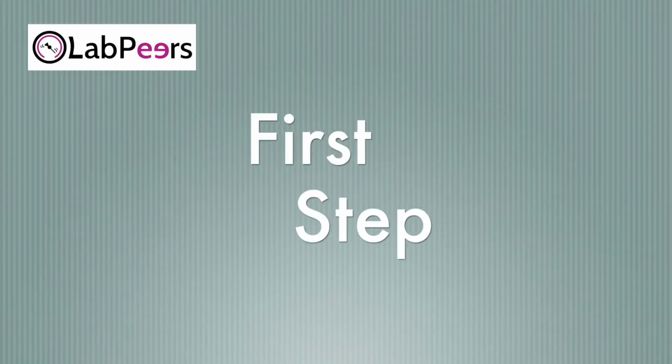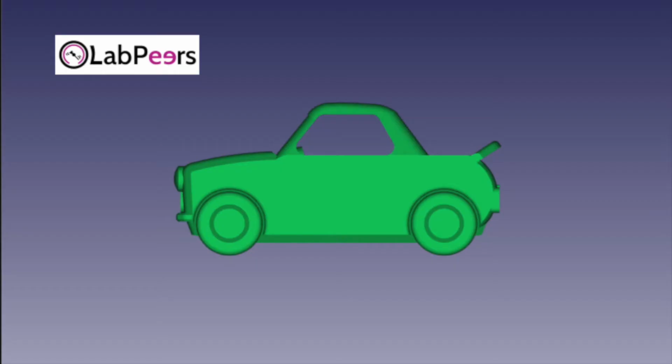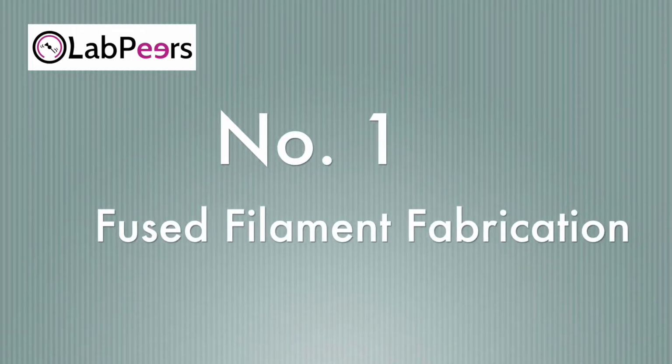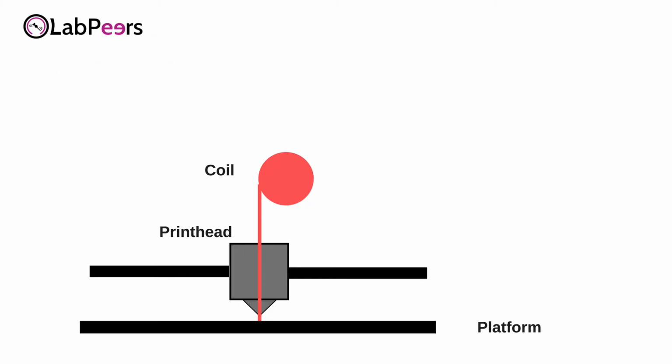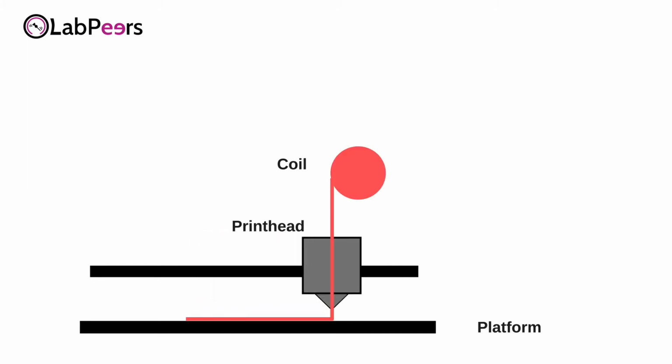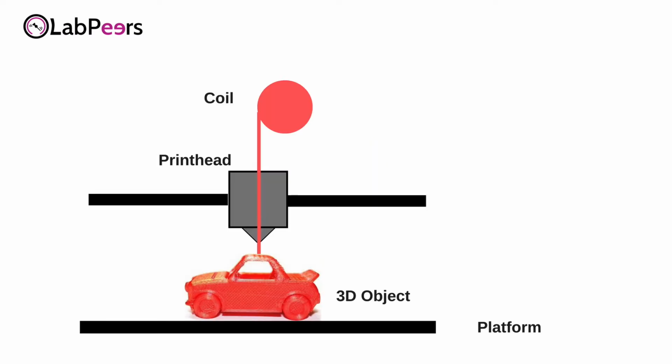Let's get started. There are several 3D printing techniques, but all of them start with a 3D model in the CAD program that is first sliced into very thin layers. The most common 3D printing technique is fused filament fabrication. In this technique you have a thermoplastic material that comes from a coil and is fed to a print head, where it is heated up and can then be extruded. It would first print one layer and then move up by the height of the layer to print the next layer until all of the layers come together to build the 3D object.